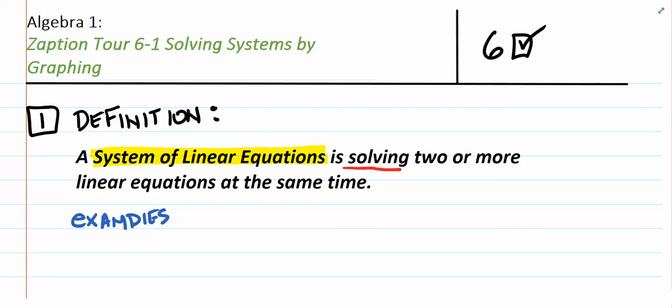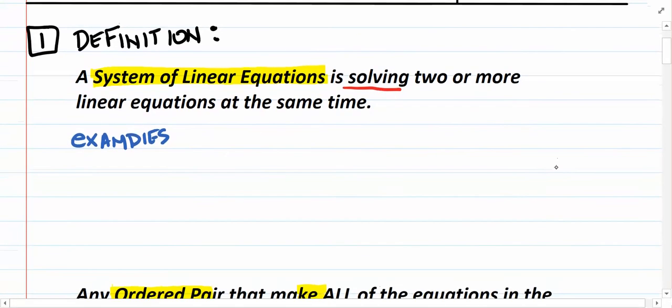So the thing that we're going to be working with in this particular tour is systems of linear equations. And what we need to understand is that a system of linear equations is nothing more than when you solve 2 or more linear equations at the same time. That's really all it is, just solving 2 or more linear equations at the same time.